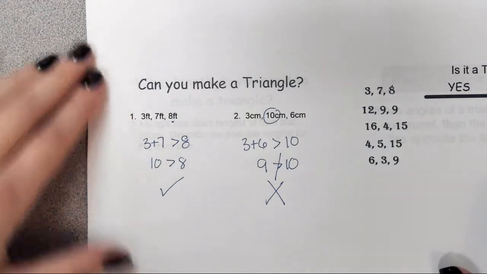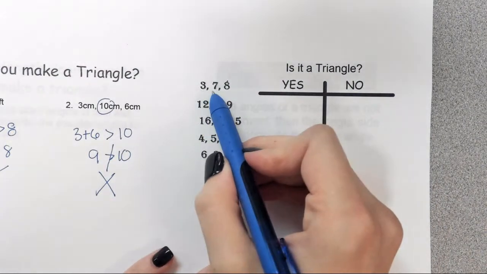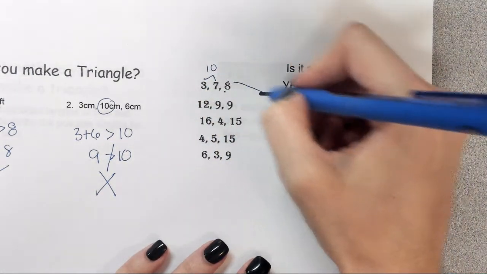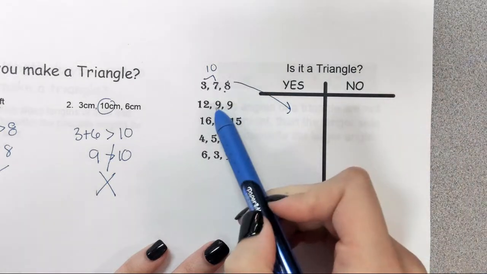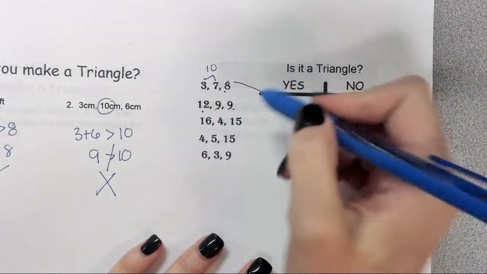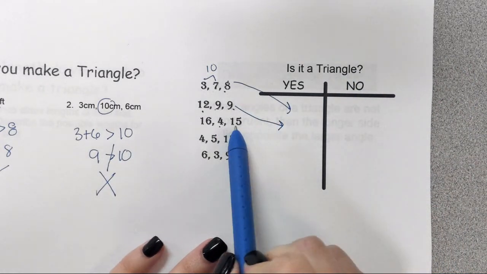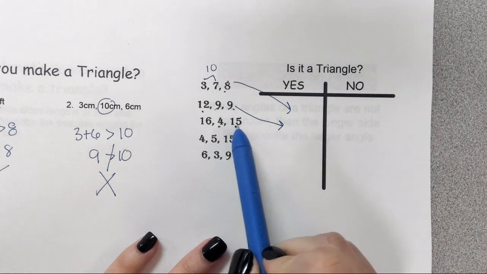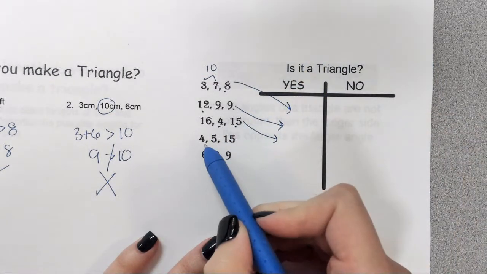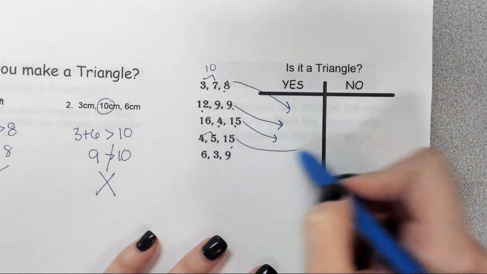Okay, so let's do a couple more examples together. 3, 7, and 8. 3 plus 7 is 10, so this one is a triangle. 9, 9, and 12. 9 plus 9 is 18. That's bigger than 12. 4, 5, and 15. 4 plus 5 gives us 9, so that would be a no.